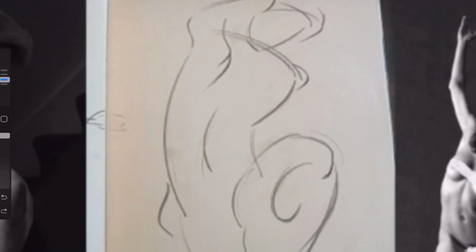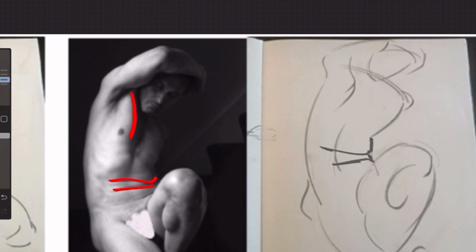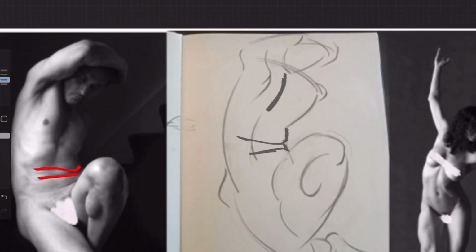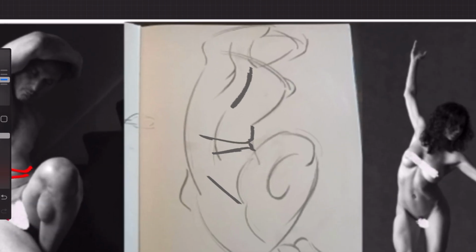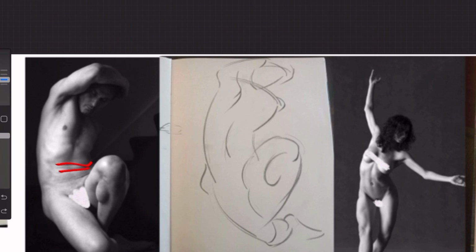Because what you could have done was looked at the reference and found all these lines on the model to further describe the form in your drawing, which yes can possibly give the pose more readability with all that new information, but you'll find that it's ultimately unnecessary as the pose is still recognizable even without all of those added lines.